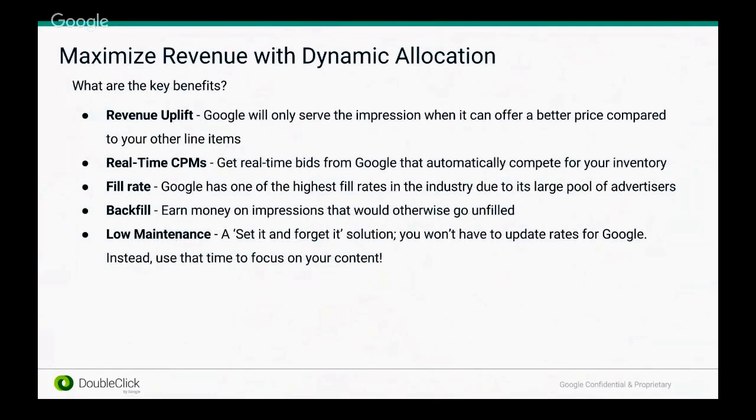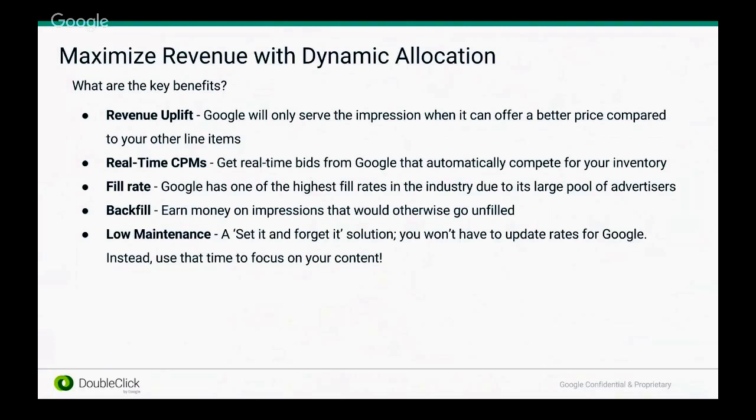So I think that's a really great example, and it kind of talks about some of these key benefits here. So the first is obviously revenue uplift. Hopefully as we saw in the previous example, there are inefficiencies that happen when you hard code networks, because the value of those impressions is always changing. So hopefully by enabling dynamic allocation, you would see a revenue uplift, because you're maximizing which networks are serving the impression when it can pay a higher price, right?